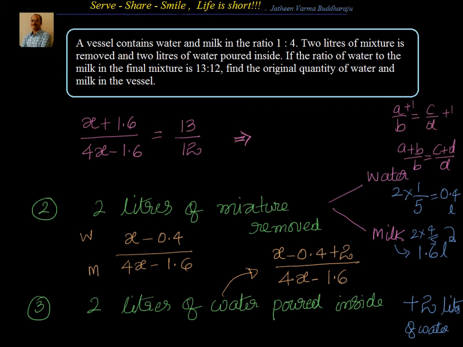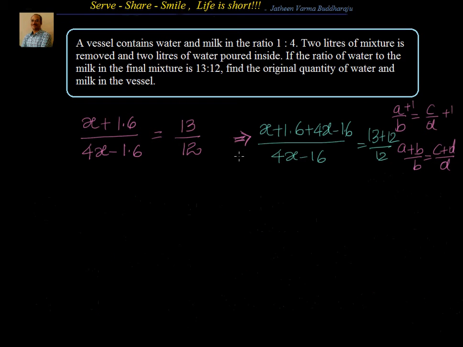This becomes (x + 1.6 + 4x − 1.6) divided by (4x − 1.6) equal to (13 + 12) divided by 12. So the next step, 1.6 cancels, we will have 5x divided by (4x − 1.6) equal to 25 by 12. Now we do cross multiplication.